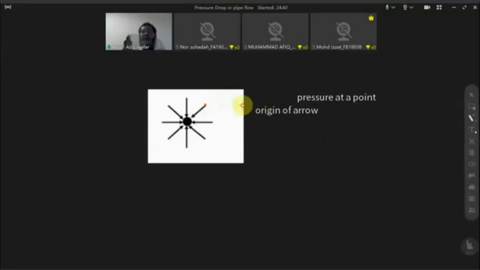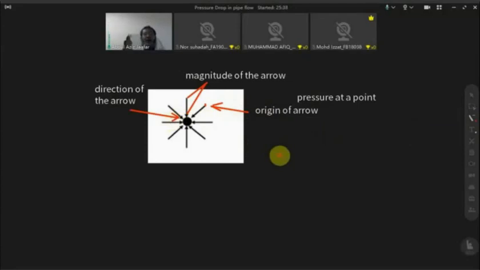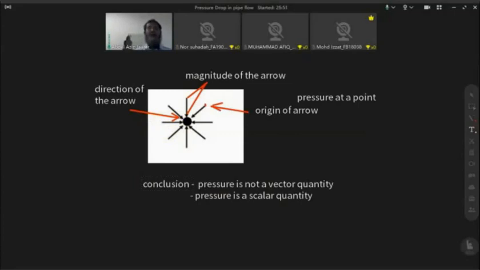So what we can say is that this pressure does not represent a vector, because a vector normally acts in only one direction, but for pressure at a point, it's always towards the particles, and it's covering the whole surface on the point. So we can conclude that the pressure is not a vector quantity. And we can say that the pressure is a scalar quantity.